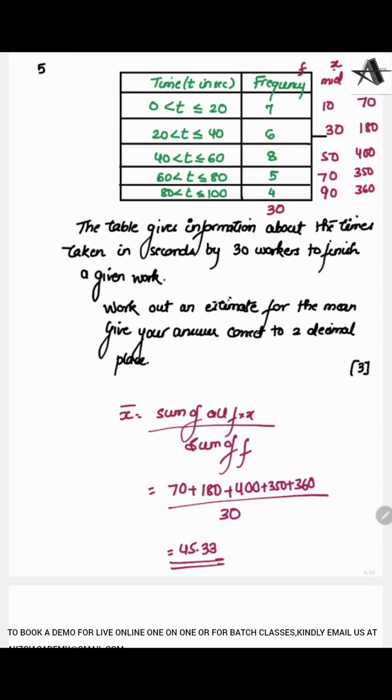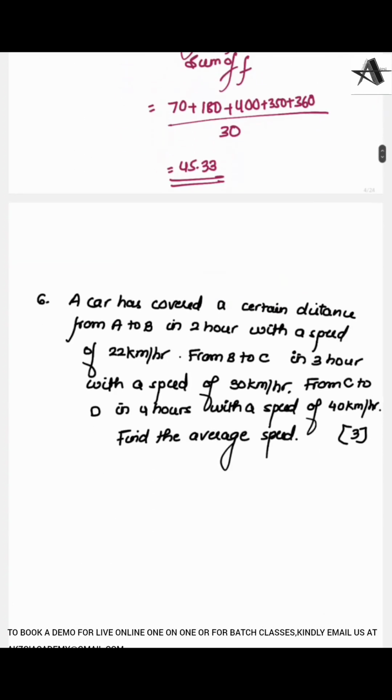That means we know there are 7 workers that are taking time in between 0 to 20, but we have no idea what exactly time is taken by each worker. I don't know. It can be one is taking 2 seconds, another is taking 10 seconds, another is taking 15 seconds. We have only a range. We don't have a particular value, and this is the reason this is an estimation of mean. Moving on to the next question.